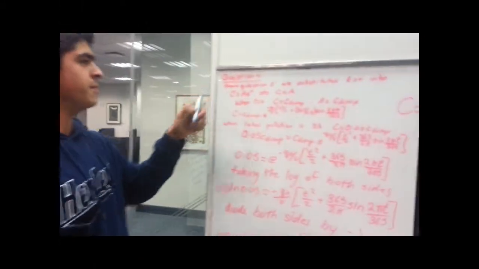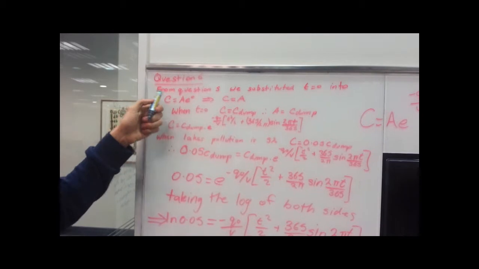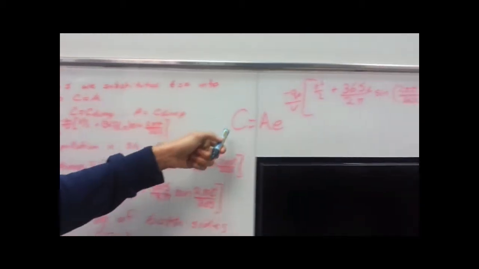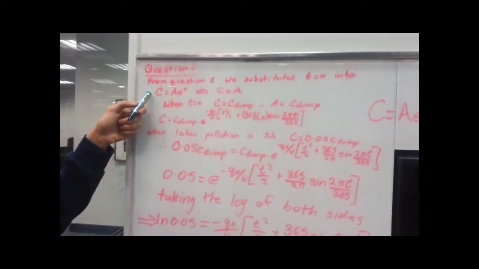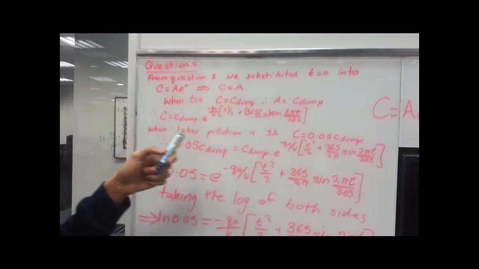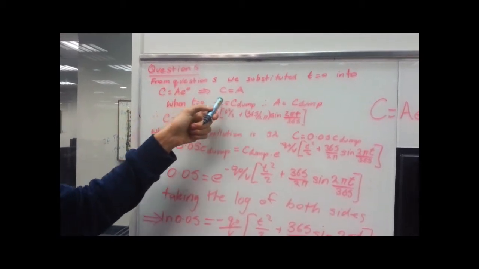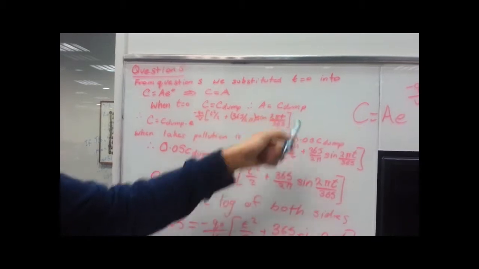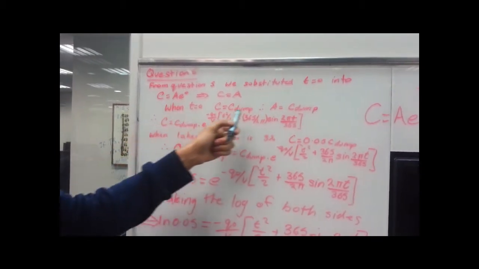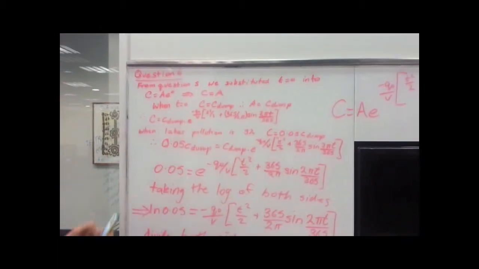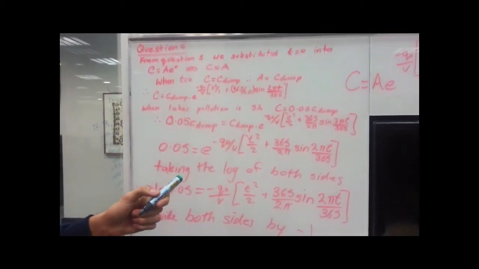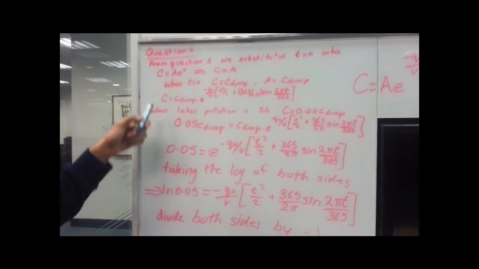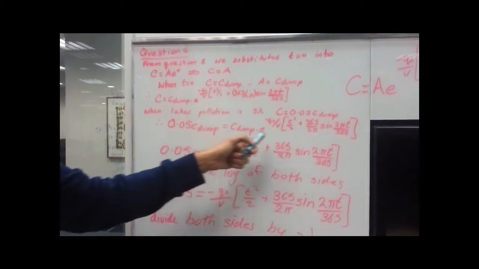Okay, this is question 6 from our workshop sheet. So from question 5 we substituted t equals 0 into this equation here. And then we get this result, and then c equals a. So when t equals 0, c equals c done, so therefore a equals c done. So then substituting all this into this equation here, we get this result. So then when the lake's pollution is 5%, c equals 0.05 c done.